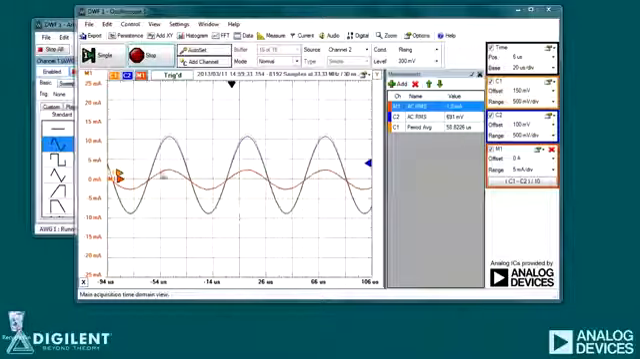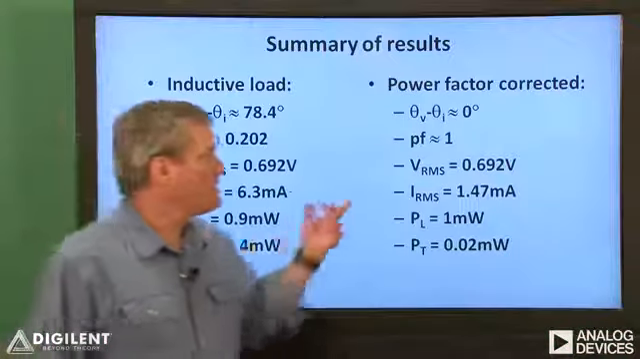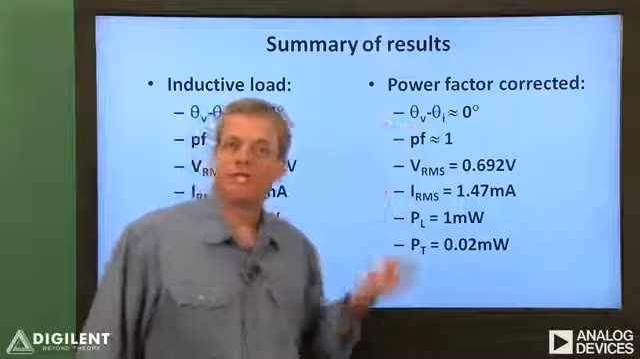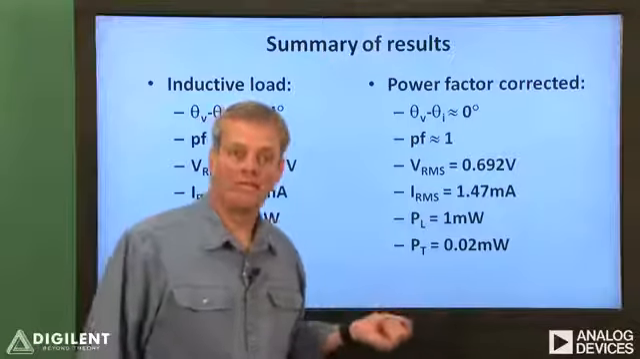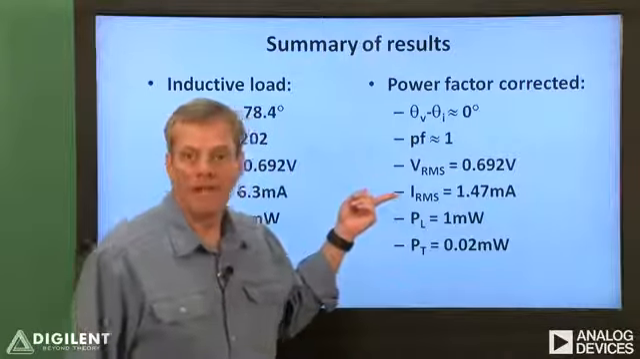With the capacitor in place, our voltage and current are now almost exactly in phase, so theta V minus theta I is almost 0 and the power factor is nearly 1. Notice that the amplitude of the current has also decreased significantly. Let's compare the results of this situation with our previous results. Notice, as I mentioned previously, that the power factor is now close to 1. The amplitude of our current has also decreased drastically to about 1.5 milliamps.